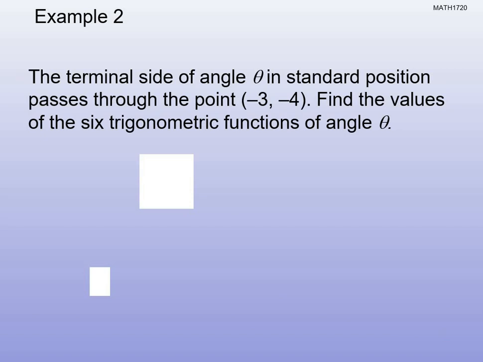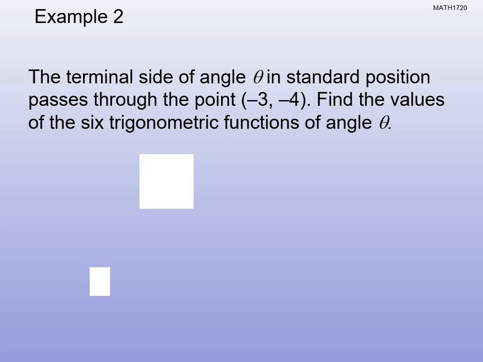The terminal side of angle theta in standard position passes through the point -3, 4. Find the values of the 6 trigonometric functions of angle theta. So why don't you give this one a try real quick? All right, draw yourself an x and a y axis and plot the point -3, -4, and see if you put the triangle in the right quadrant. All right, so, and then come back. I'm going to walk through this right now.